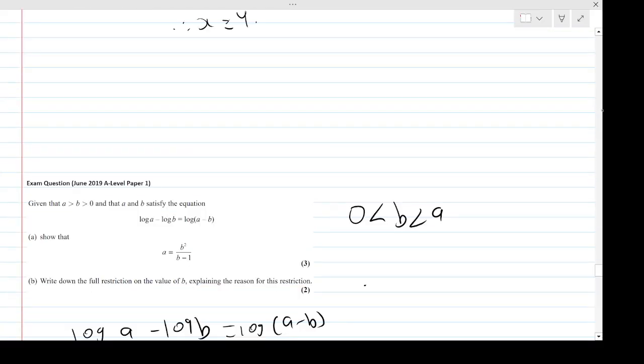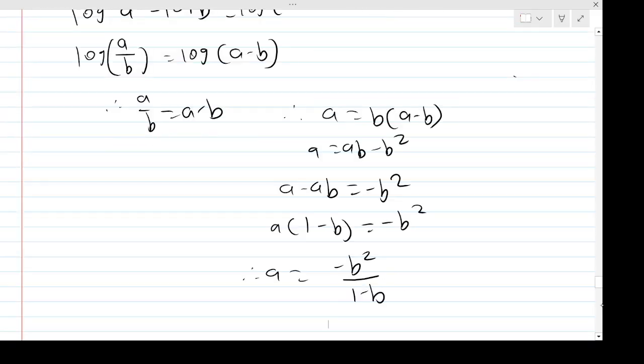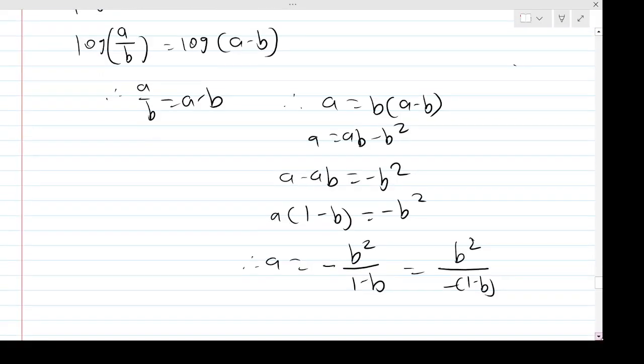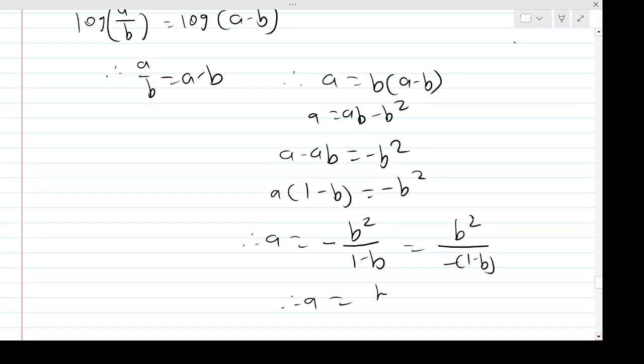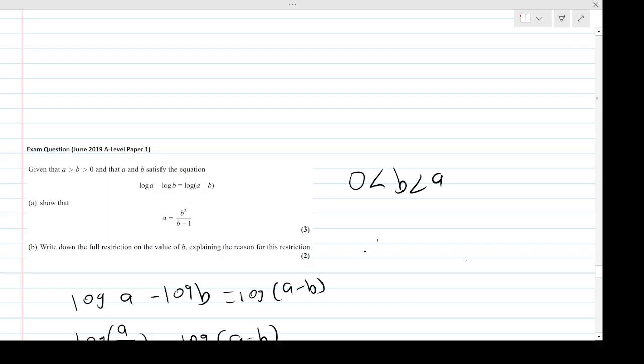Now, it's pretty much the same, but notice there's no negative, but also it's B minus 1 on the bottom, not 1 minus B. But actually, I can just squeeze in the negative. I can squeeze a negative into the bottom and say that this is B squared over minus lots of 1 minus B. And actually then, if I expand that negative on the bottom, I can say that A is indeed B squared over minus 1 plus B, so B minus 1. And that is it. There we are.